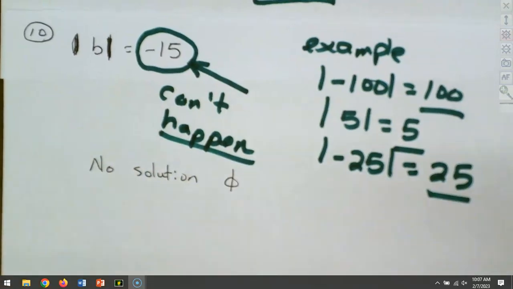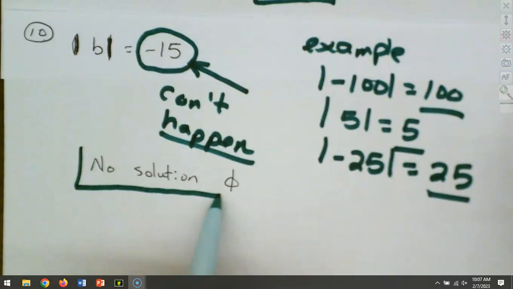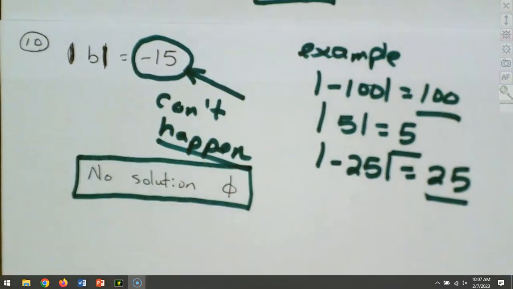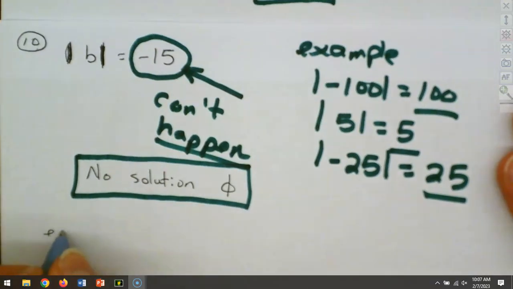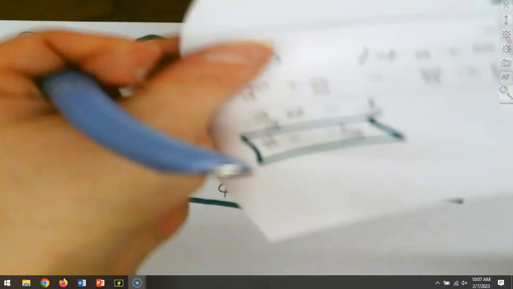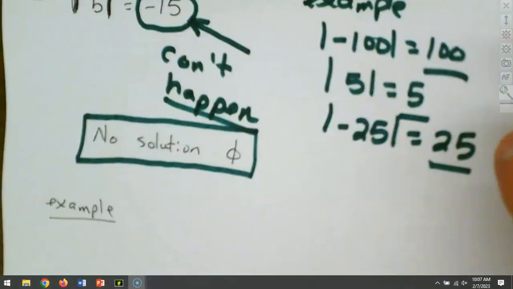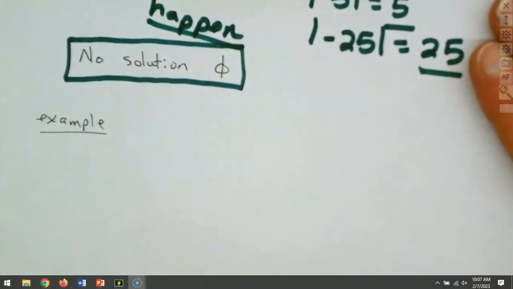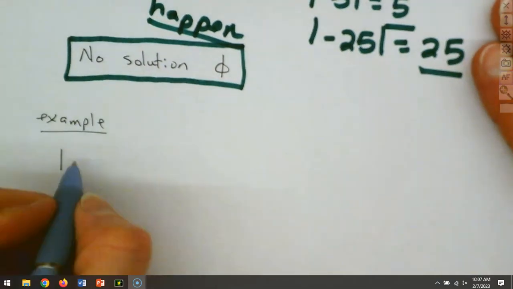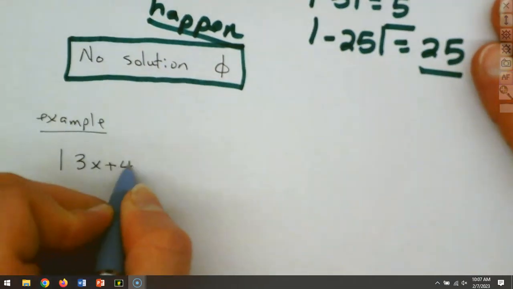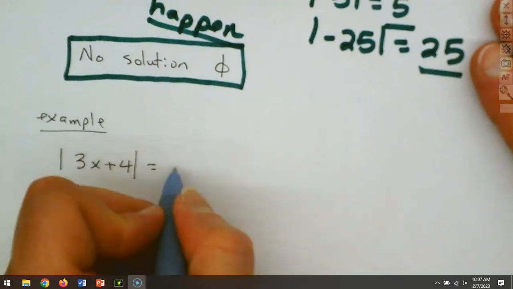And we represent that with the empty set. So whenever it comes out to be a negative number, you do not have to solve it. It's going to be, on these equations, no solution. So here's another example. And I can even make it look really complicated, but it's still going to be very easy and have no solution. So let's look at this one. How about 3x plus 4 equals negative 10?